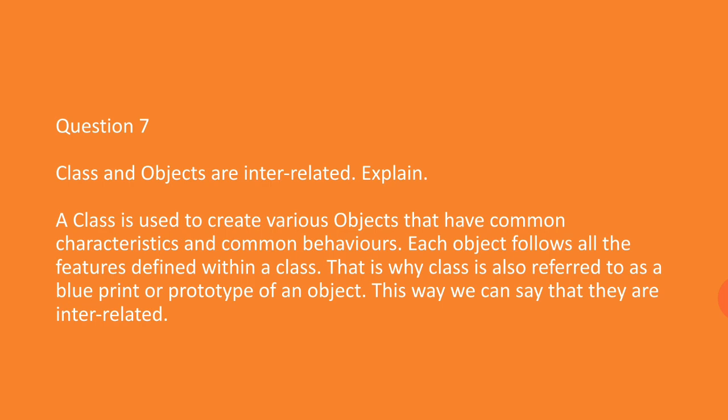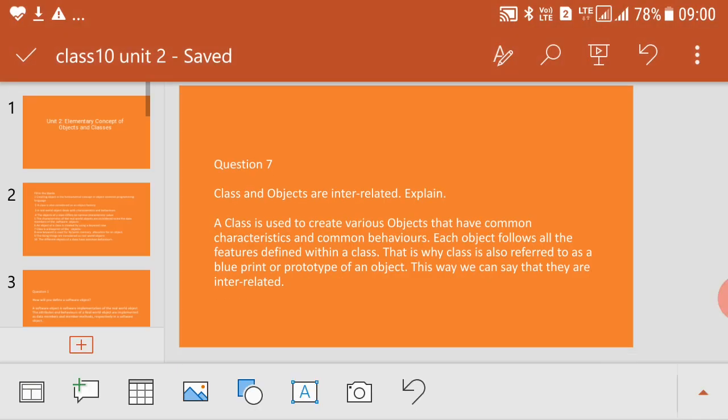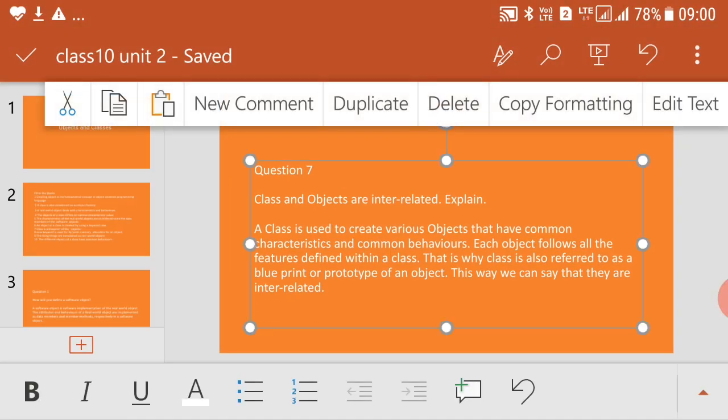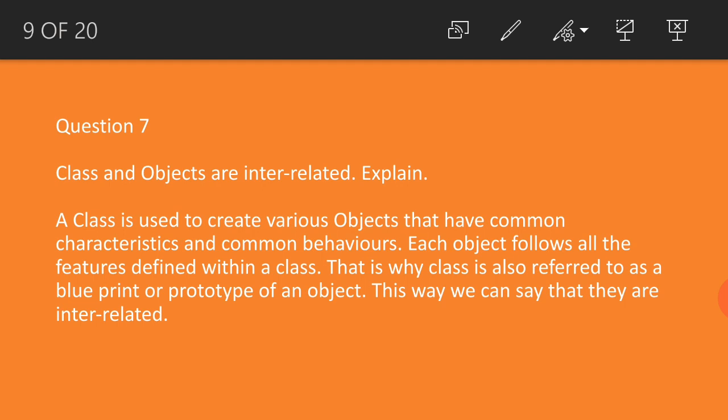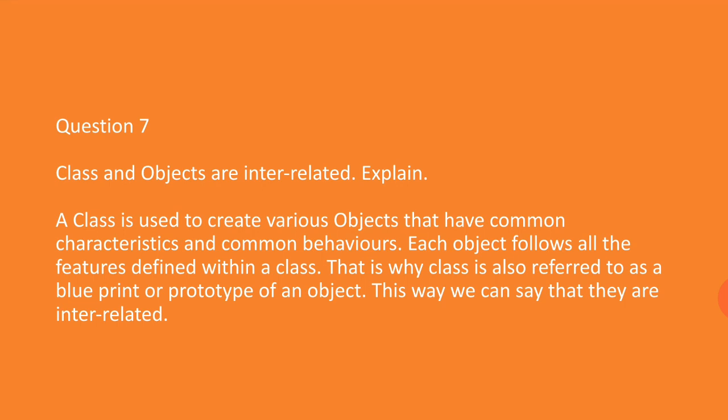Now question number 7. Class and objects are interrelated. Explain why these are interrelated. A class is used to create various objects that have common characteristics and common behavior. Right? Why is this so? Because objects are created from a class. So each object follows all the features defined within a class. That is why class is also referred to as the blueprint or the prototype of an object. This way we can say that they are interrelated. I hope everybody has the clear idea of it.